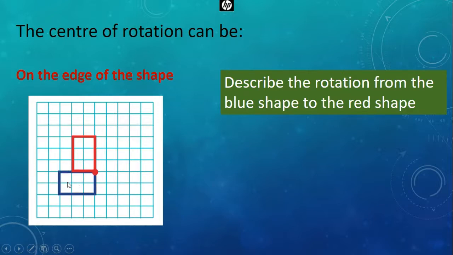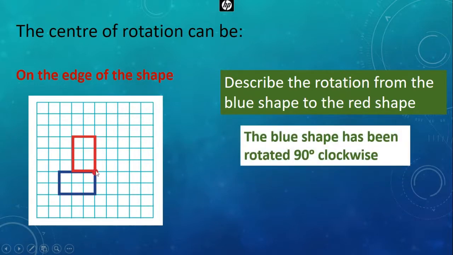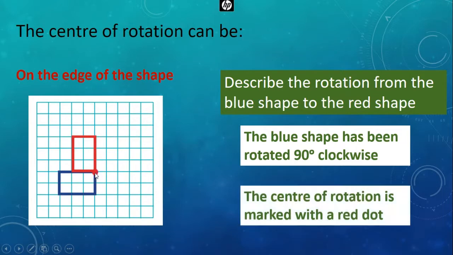We'd move from here to here, so we're moving like the hands of a clock in a clockwise direction. Now the angle of rotation, if we just take one of our lines, here's where this blue line starts, the edge of the rectangle. If we move it up to here, we've actually moved 90 degrees. So this shape has moved in a clockwise direction 90 degrees, and its centre of rotation is the red dot. Okay, so when we're describing rotations, these are the kind of things we need to say. Something about the direction, something about the angle, and something about the centre of rotation.